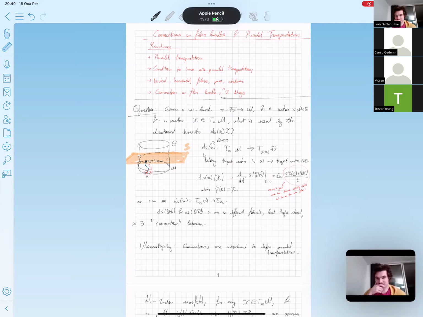Honestly speaking, I did find this very, very confusing when I first read about connections a year ago, I think. And then the second time I looked, it all made lots and lots of sense. So feel free to be confused if you first heard of it.